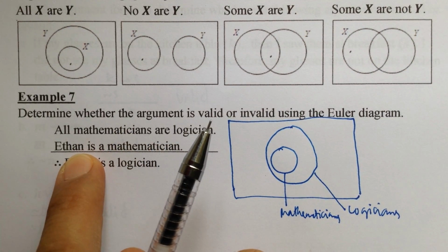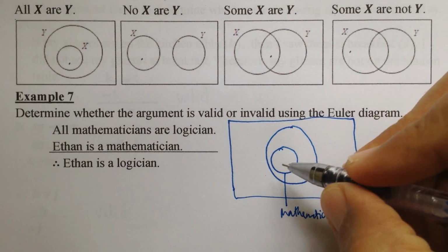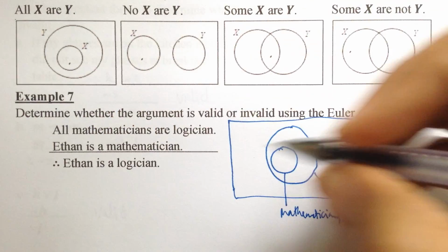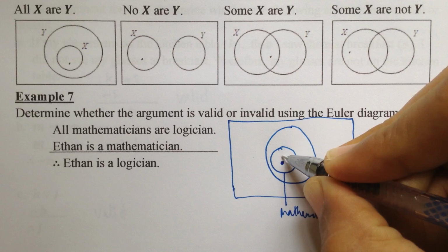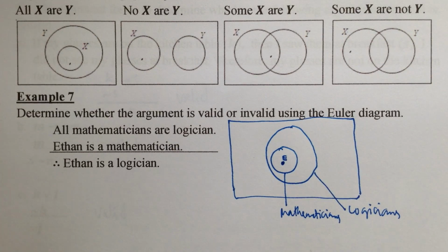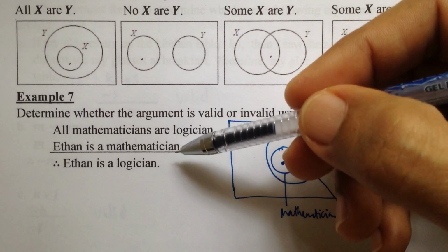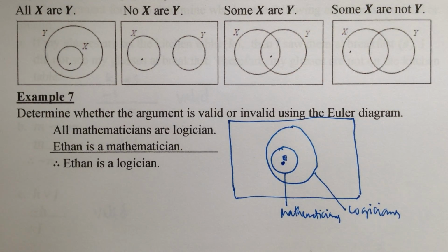Now your second premise is Ethan is a mathematician. That's a single point, actually. That's a single person, so we represent that by a dot. That's Ethan. Ethan is a mathematician, so the dot must be inside the set of mathematicians. So this is the diagram representing the two premises. Now look at your conclusion.